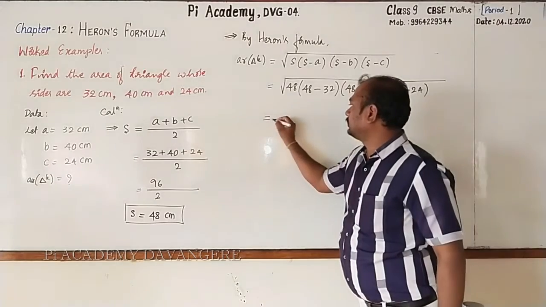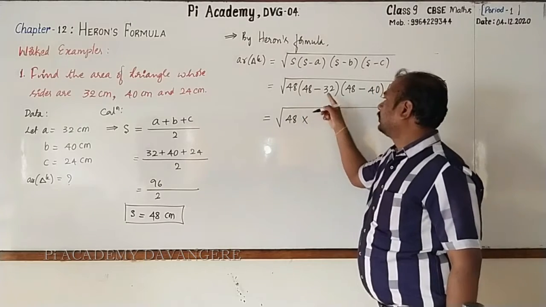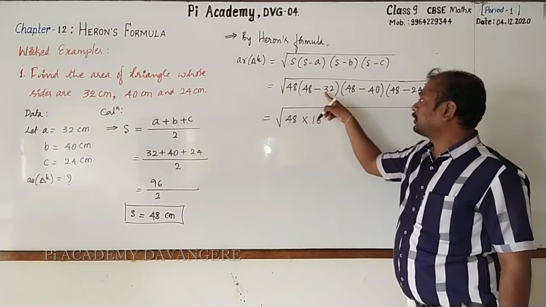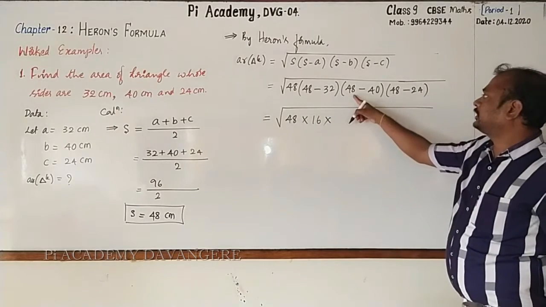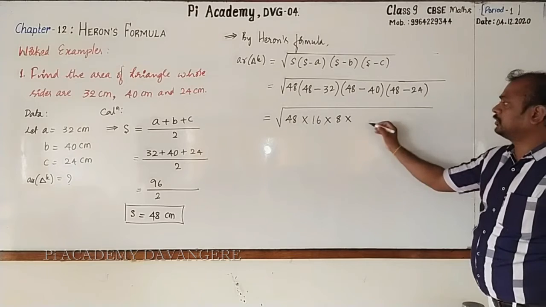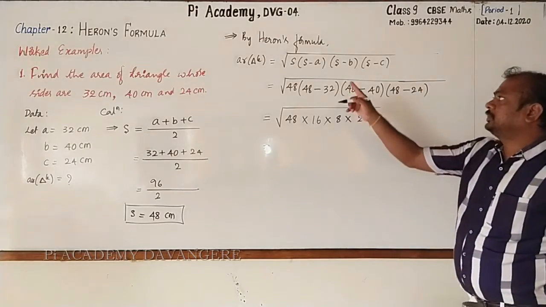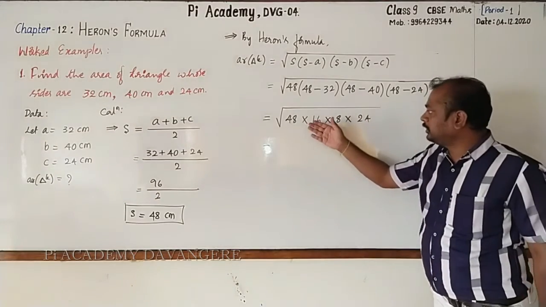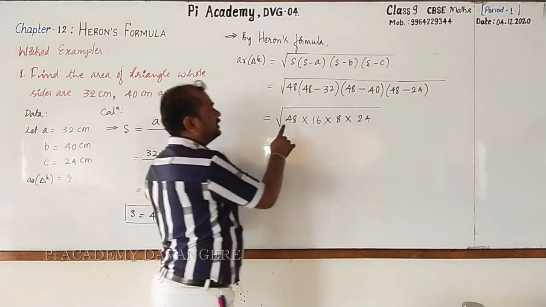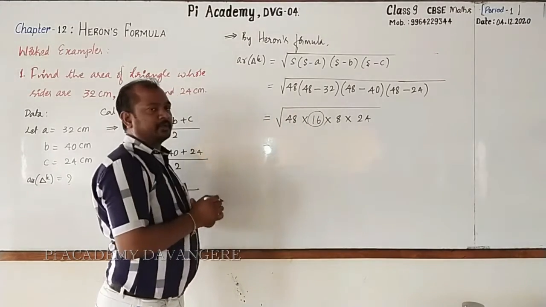Now, this is equal to, again, square root of, let me write 48 as it is. What is 48 minus 32? It is 16, or else 8 minus 2, 6, 4 minus 3, 1, into 48 minus 40, it is 8. 48 minus 24, it is 24. Now to find out the area of triangle, you have to remove all of these numbers from root. Hence, they must be expressed as perfect squares. Look here already 16 is a perfect square.